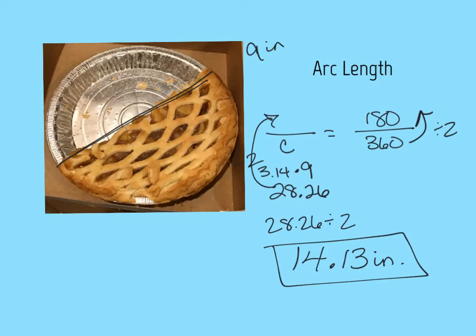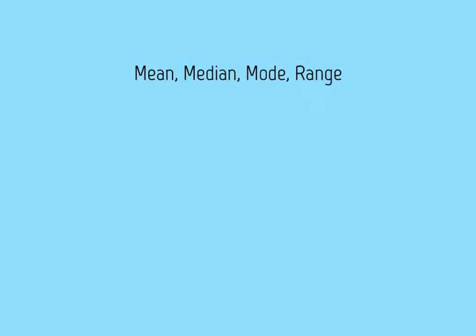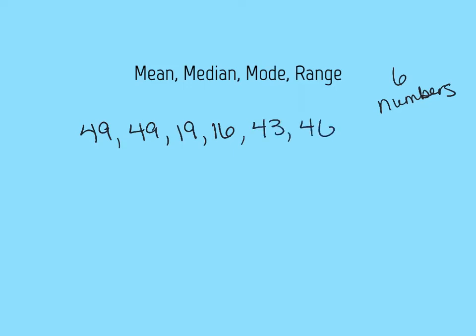Now, the one that you can't take pictures of is mean, median, mode, and range. I'm asking you to come up with 6 numbers, okay? Come up with 6 numbers. You can have mom or dad pick it. You can have an older brother or sister pick it. I took ages. So let's see, my husband is 49. I'm 49. My daughter is 19. My son is 16. My brother is 43, and my sister is 46. 1, 2, 3, 4, 5, 6.